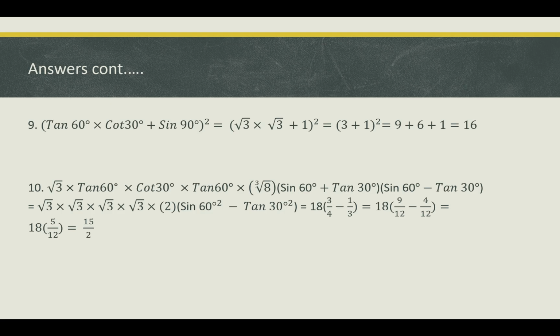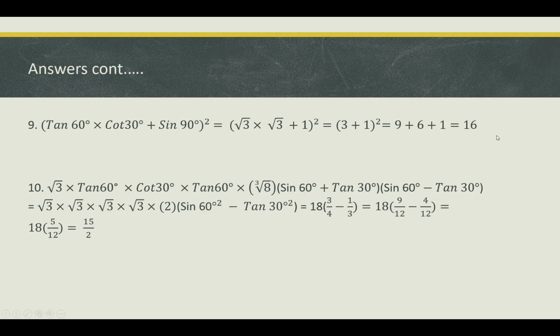Question number 10. This is my favorite question. It's so challenging and so fun to solve. So question number 10 states that root 3 multiplied by tan 60 multiplied by cot 30 multiplied by tan 60 multiplied by cube root of 8 multiplied by sine 60 plus tan 30 multiplied by sine 60 minus tan 30.